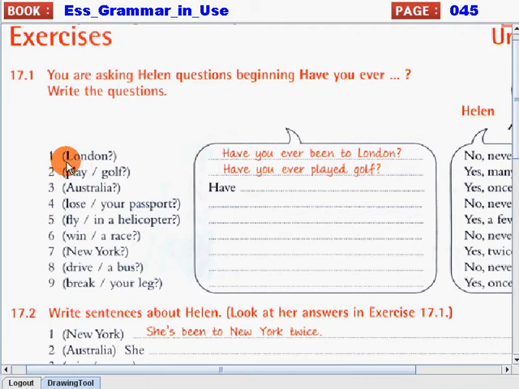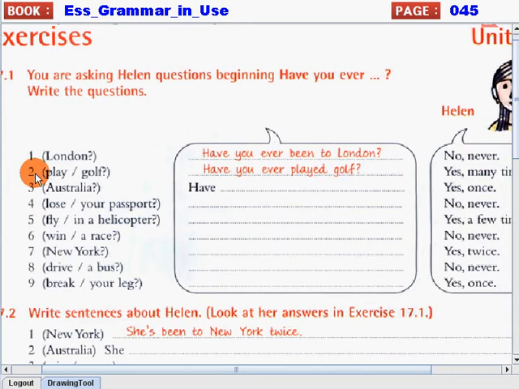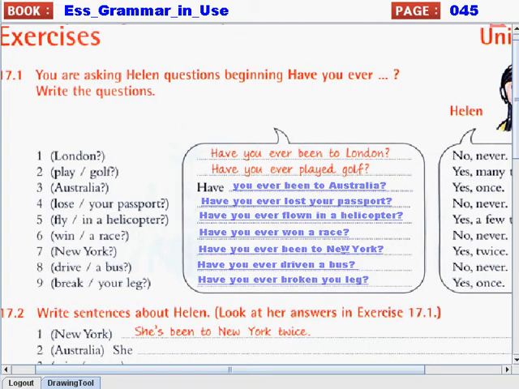Alright, London. Use the place London in your question. Have you ever been to London? And if you see, her answer is no, never. How about playing golf? Have you ever played golf? Okay, I think you know what to do here. Are you kind of excited? Go ahead and answer it. Let's now check your answers.